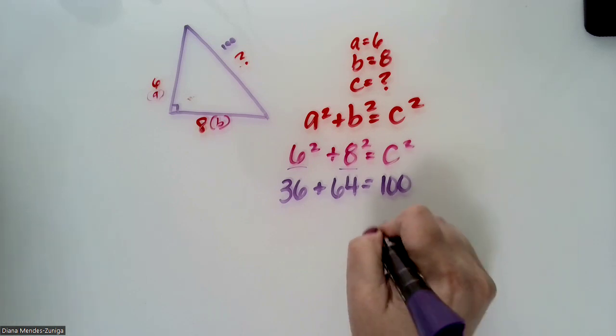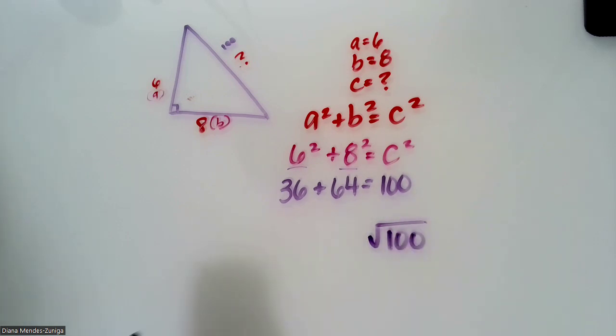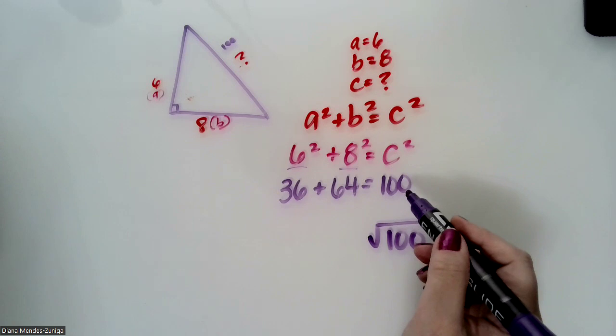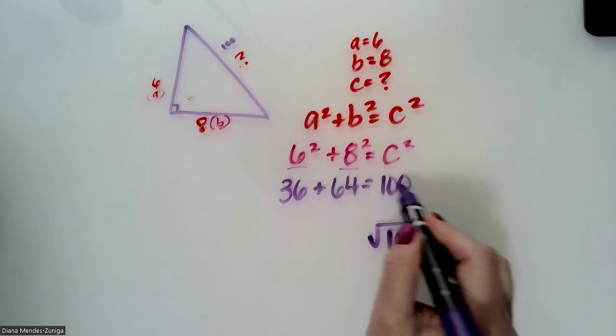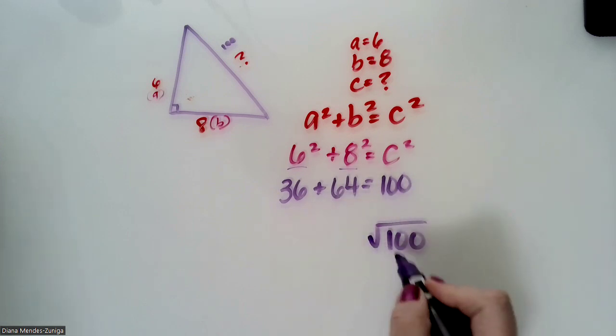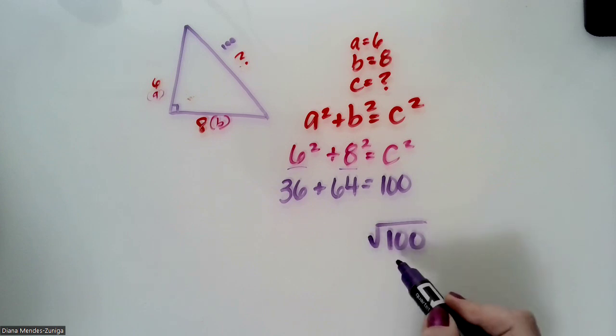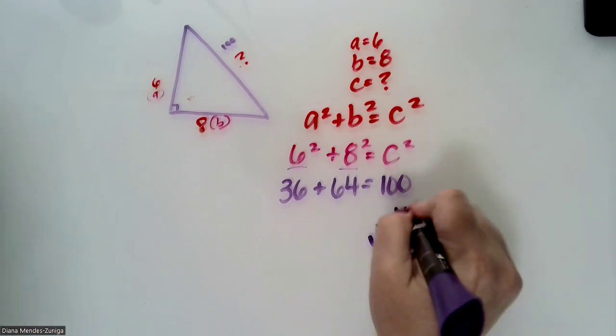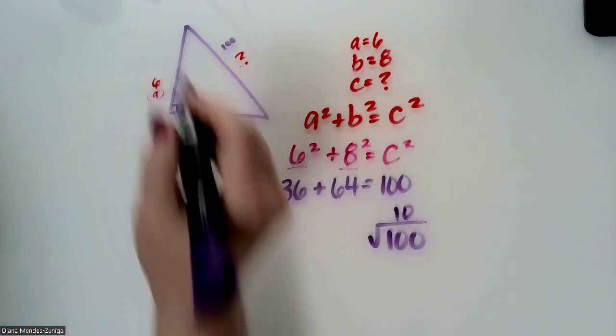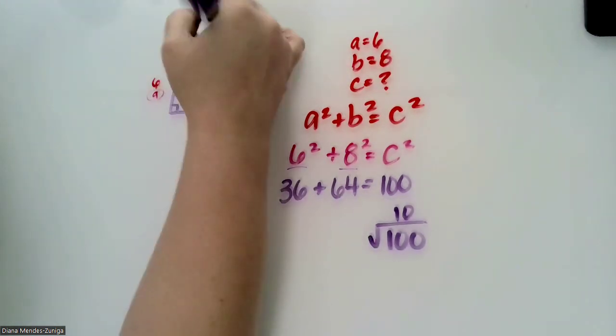So basically what we want is the square root of 100. Okay, our answer is going to come out and we need to put the square root of it. So if you put into your calculator the square root of 100, you would end up with 10. Okay, so our c is actually going to equal 10.